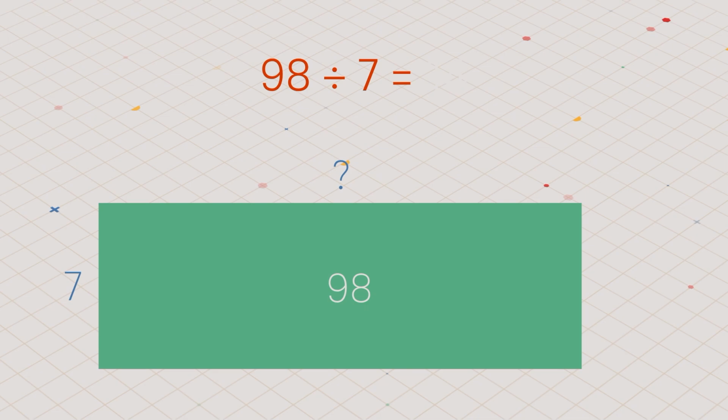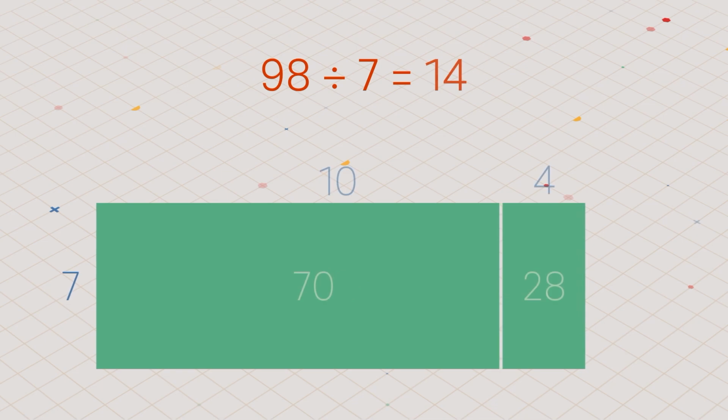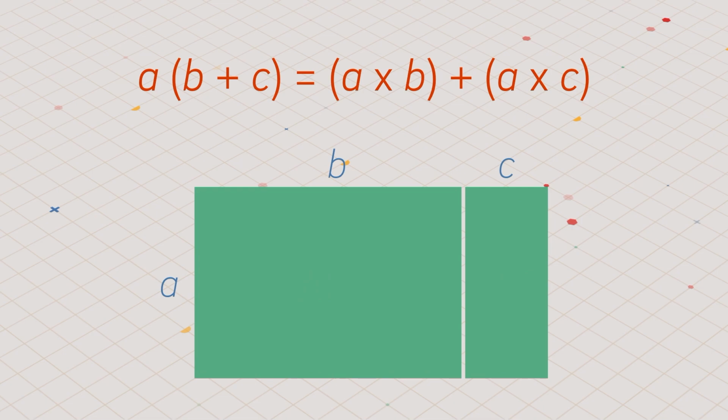We can also use the distributive property for solving division. We have the product and one factor. We need to find the other factor. Partitioning the product into parts based on the known factor allows you to determine the unknown factor. The distributive property can be represented algebraically as A times B plus C, which is the same as A times B plus A times C.